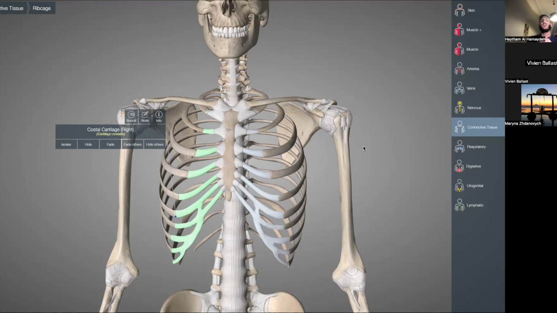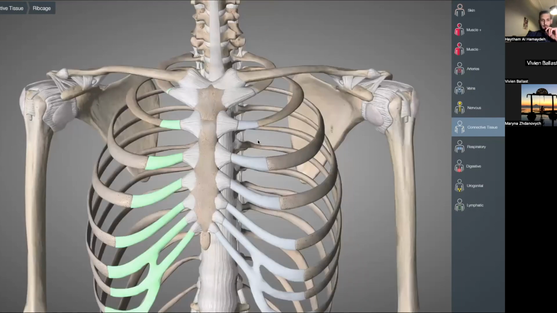Which ones are the true ribs? To refer to ribs, we use numbers, right? Ribs are 12 pairs, so 1 to 12. The true ribs are ribs 1 to 7. Why are they called true ribs? Why are they called false and true ribs? I'll show you. Now we go back to the simulation.